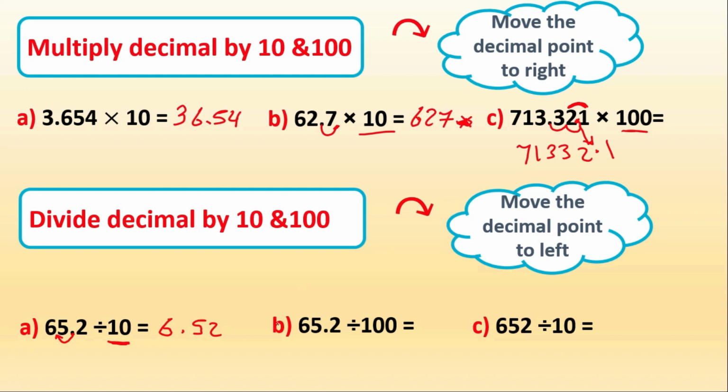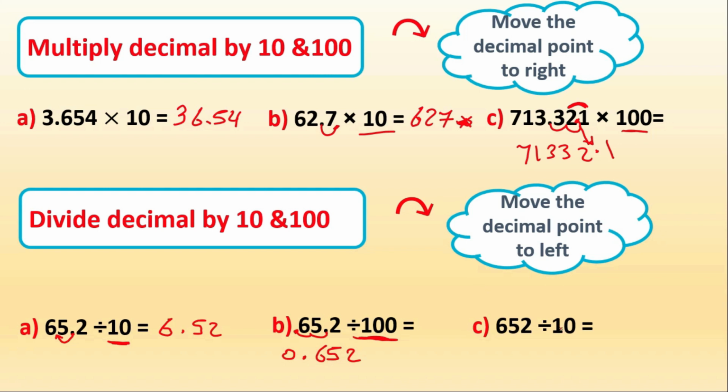Okay, next one, 65.2 divided by 100. Divided by 100 means moving the decimal point 2 steps to the left. 1, 2. So we have to write 0 in the whole part and then the decimal point, 652. The number will be 652 thousandths. Okay, the last one.